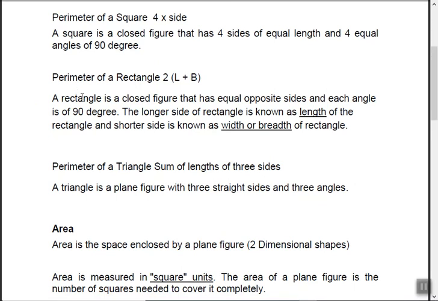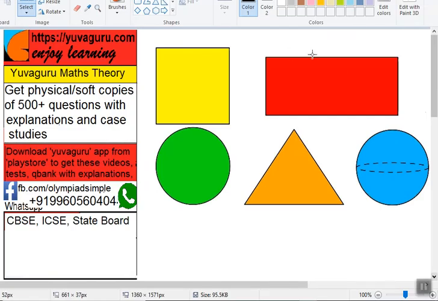Why? Because the rectangle is a closed figure having two equal opposite sides and each angle is 90 degrees. Equal opposite sides, right? Longer is known as length and shorter is known as width or breadth, as the books call it. See this rectangle, longer length, shorter breadth or width. So these two sides are equal, these two sides are equal. So that's why perimeter is what? This side same. 2 into L plus 2 into B. So 2 into L plus B.